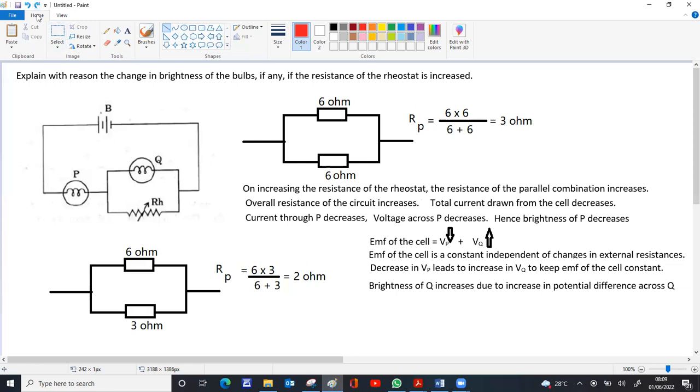The final conclusion: the increase in RH leads to a decrease in brightness of P due to a decrease in overall current and a decrease in potential difference. Any decrease in potential difference of P will lead to an increase in potential difference and current of Q, because the total of potential Vp plus Vq has to be a constant. That leads to an increase in brightness of Q. So P decreases, Q increases. If the rheostat was decreased, the overall current will increase, so the process will be the reverse. The question may be asked that way also.